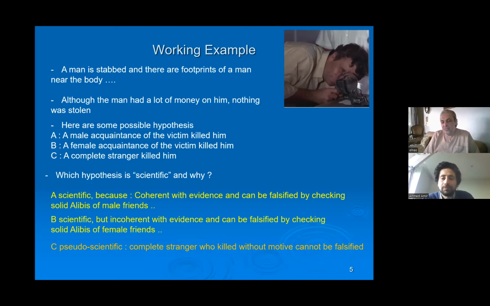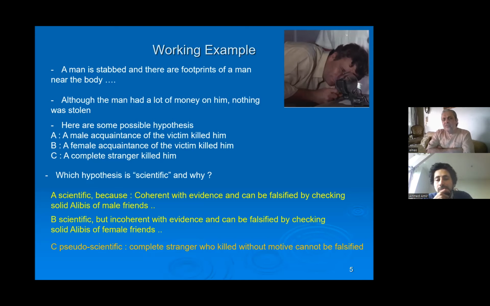It might have happened. There might be some lunatic who kills just like this. But it will not be possible to pursue this hypothesis. This hypothesis is not scientific. And this tells us about science.